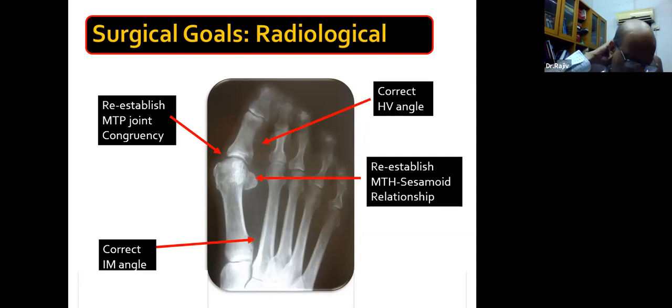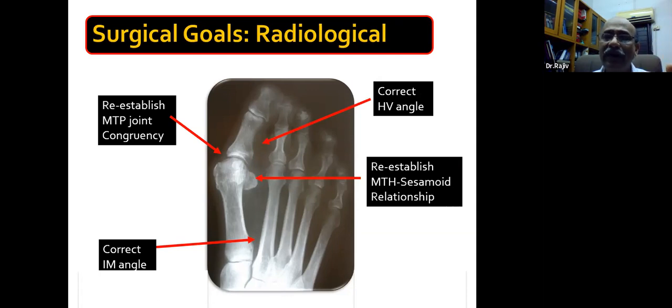So, to quickly summarize, on clinical examination you need to find out the type of deformity and the primary factors affecting this case, and on radiological evaluation you find out the hallux valgus angle and intermetatarsal angle. Thereafter, for a mild deformity, you go for soft tissue release and a distal chevron osteotomy, which is an osteotomy very near to the head of the metatarsal.